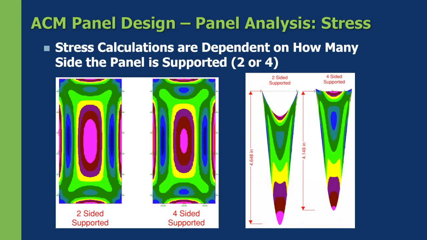Now, in the case of stress, this is a graphical image, if you will, showing the difference between a two-sided supported and four-sided supported panel. And what you see is the stress zone, that pink zone, is much larger for the two-sided supported than the four-sided supported. What you also see is the deflection of a two-sided supported panel is much larger than a four-sided, about a half inch larger. It's JEI's recommendation that all panels be four-sided supported.